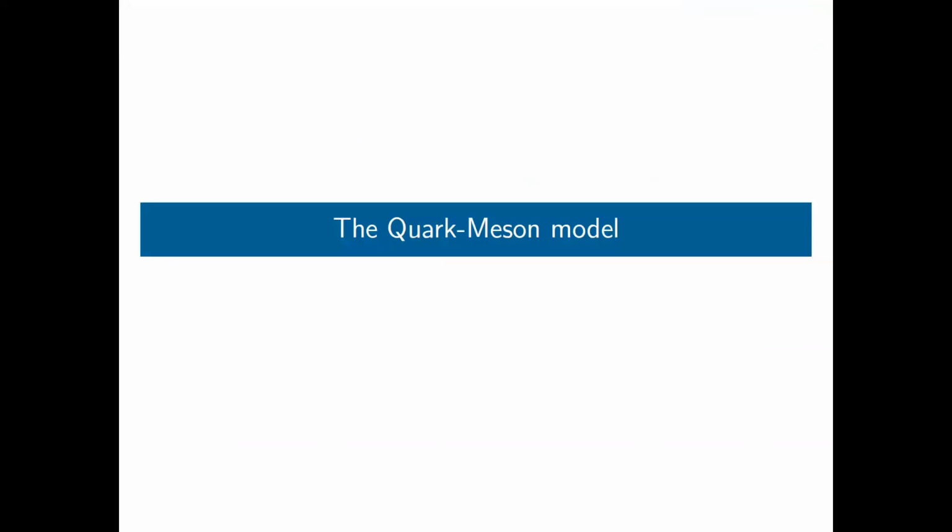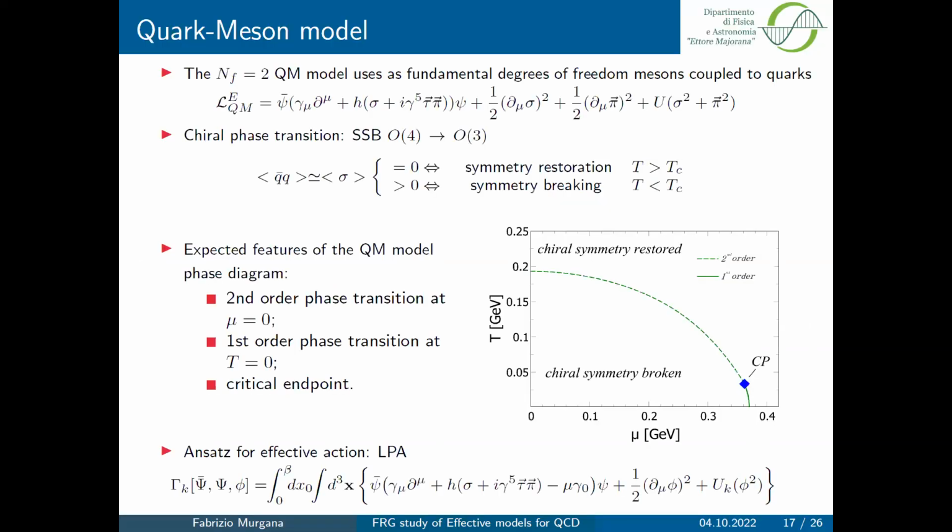So now we change model. We go to the quark-meson model. And the quark-meson model still implements in some way the O(N) symmetry, but this time you also have quarks. So you have quarks coupled to mesons via Yukawa coupling. And in this case, you can implement chiral symmetry breaking, and this becomes a spontaneous symmetry breaking of the O(4) symmetry down to O(3) symmetry.